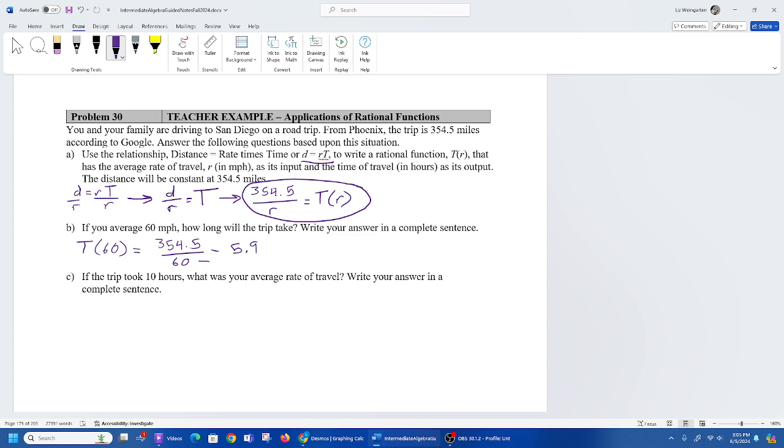What does this mean in a complete sentence? Traveling at 60 miles per hour, the trip takes about 5.9 hours.